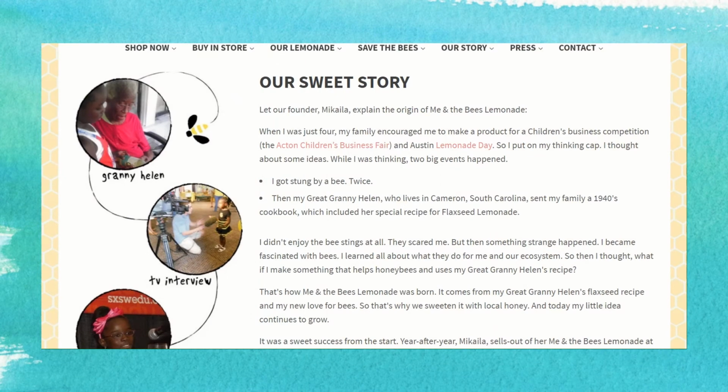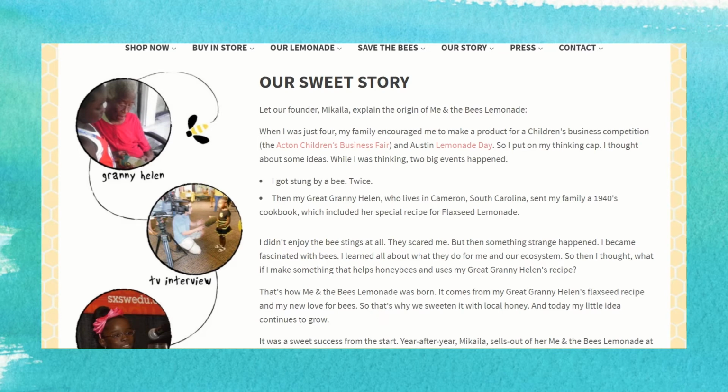If you go to Mikayla's website, she has a page called Our Sweet Story. Let's read some of it. When I was just 4, my family encouraged me to make a product for a children's business competition and Austin Lemonade Day. So I put on my thinking cap, I thought about ideas, and while I was thinking, 2 big things happened. I got stung by a bee twice.